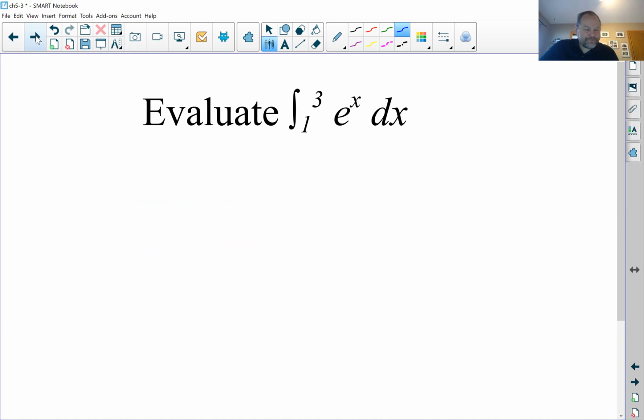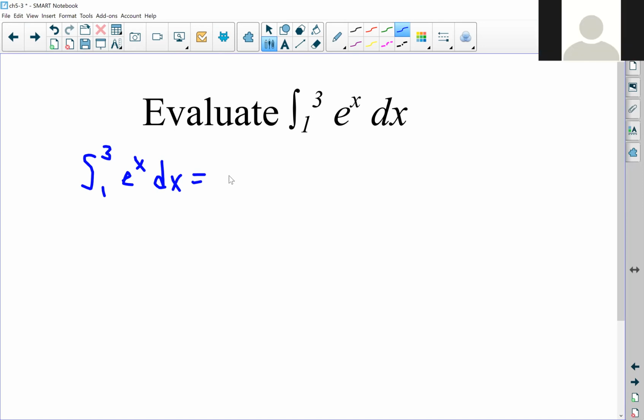All right, so here it is. Evaluate the integral from 1 to 3 of e to the x dx. So what function, when I take its derivative, gives me e to the x? E to the x. Yeah, so we're just going to get e to the x, and we're going to evaluate it from 1 to 3.